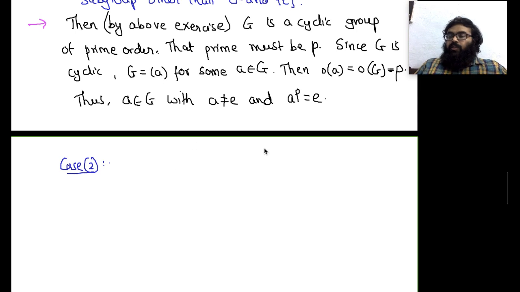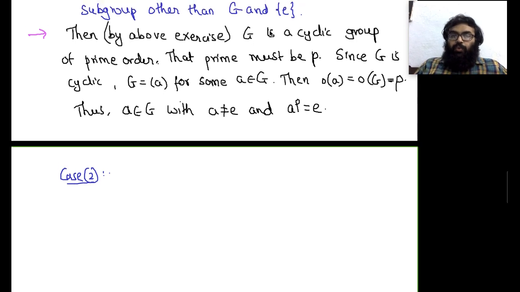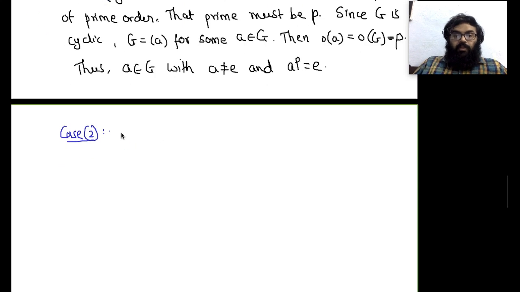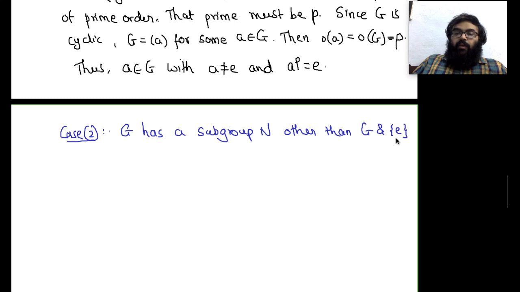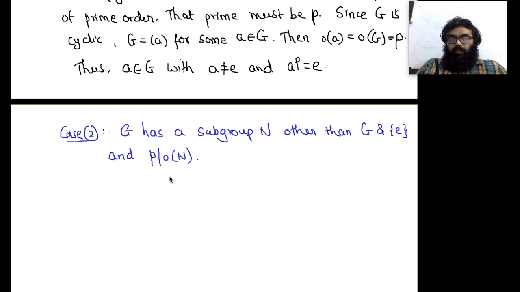So in this case we consider G as having a subgroup N other than G and the trivial subgroup E. So other than these two trivial ones, there is a non-trivial proper subgroup, and there are again two cases: P divides the order of N, or P does not divide the order of N.